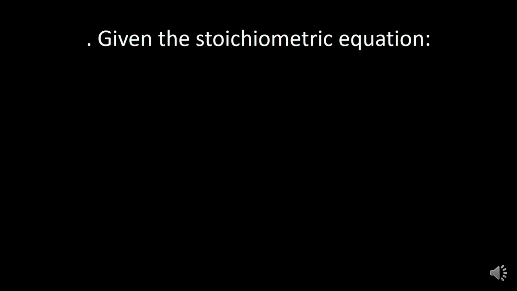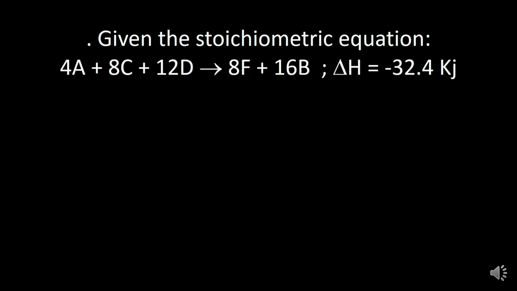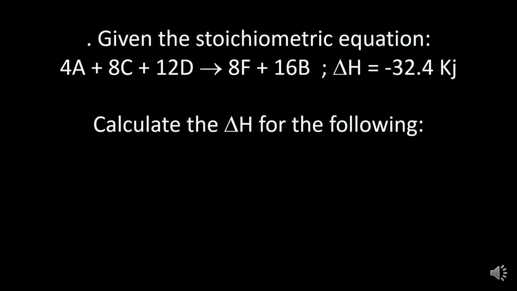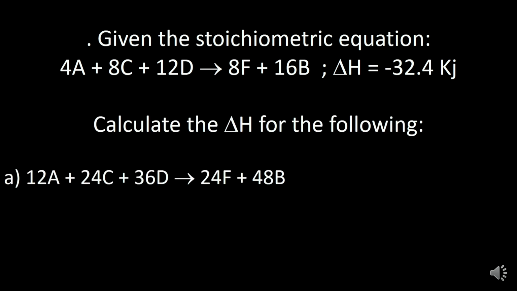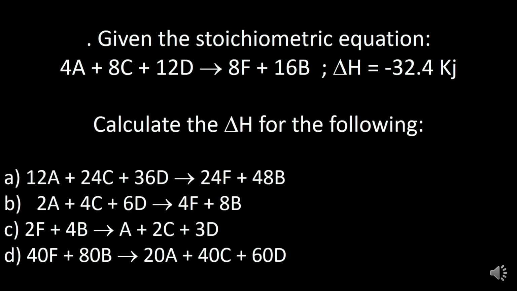Welcome back. In today's video, I'm going to be finding the change in enthalpy of some equations. In this case, we're given a general equation, and the general equation has its own enthalpy, in which we're given 4A plus 8C plus 12D as the reactant, and 8F plus 16B as the product. The enthalpy for this equation is change in H equal to minus 32.4 kJ. And we're now being asked to find the enthalpy of the following, which are displayed on the screen.